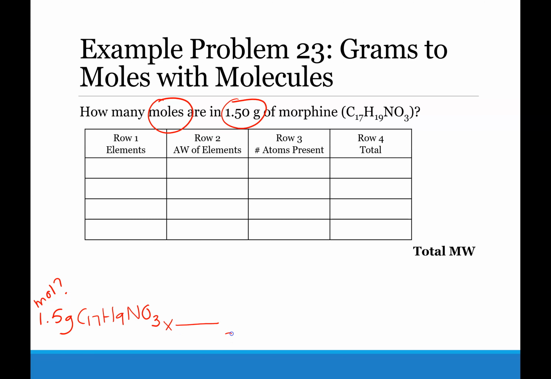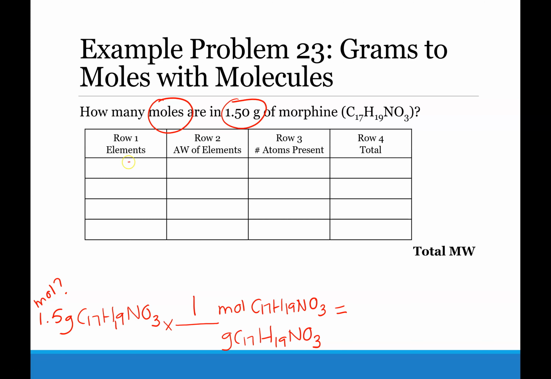So grams of C17H19NO3 go on bottom to cancel, and moles of C17H19NO3 going on top. So in 1 mole, we have to calculate the molecular weight of this massive molecule.